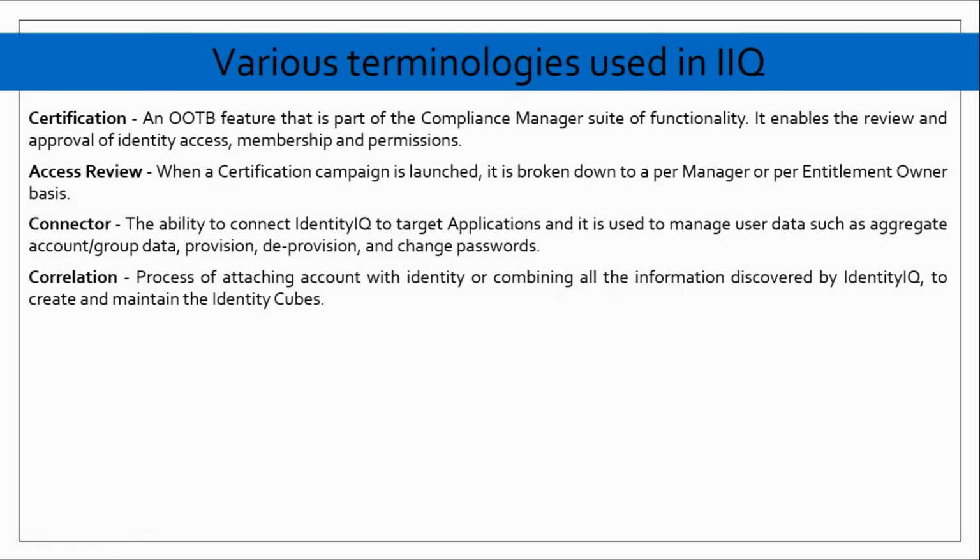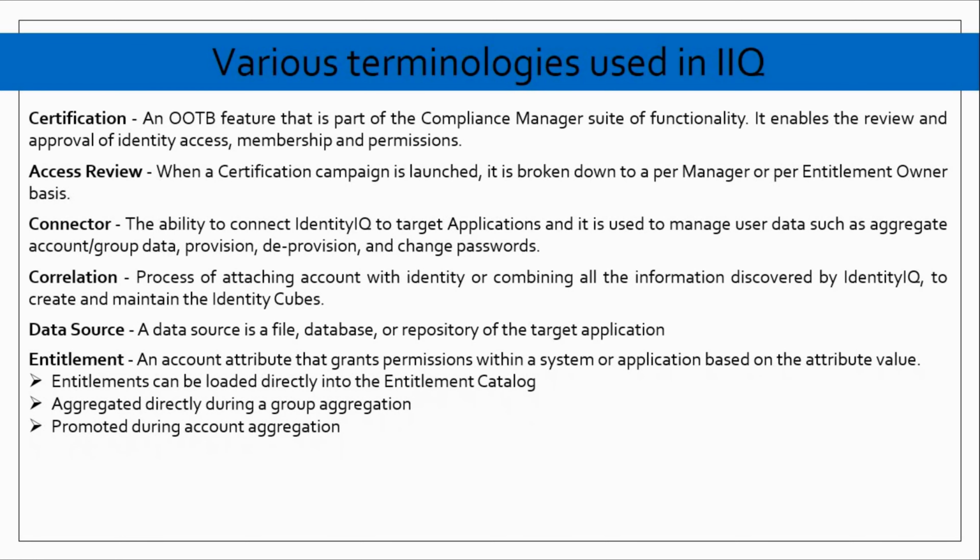Correlation. So here it is. Correlation is the process of attaching an account to an identity, or combining all the information discovered by IdentityIQ to create and maintain the identity cubes. Data source. A data source is a file, database, or repository of the target application. Entitlement. An account attribute that grants permission within a system or application based on the attribute value. An entitlement can be loaded directly into the entitlement catalog, aggregated directly during a group aggregation, or promoted during account aggregation.